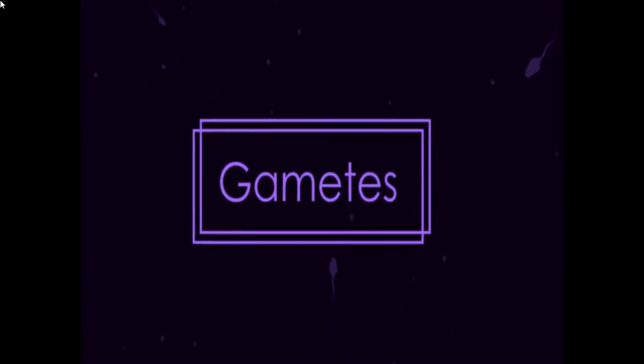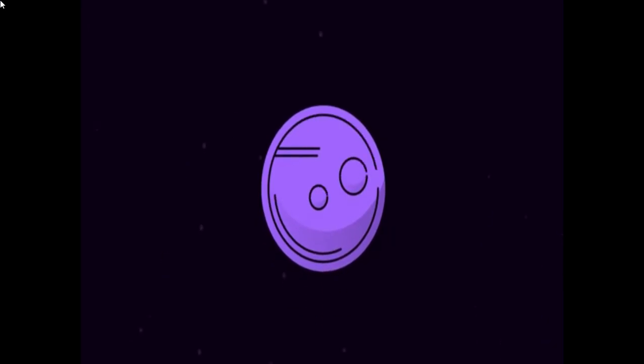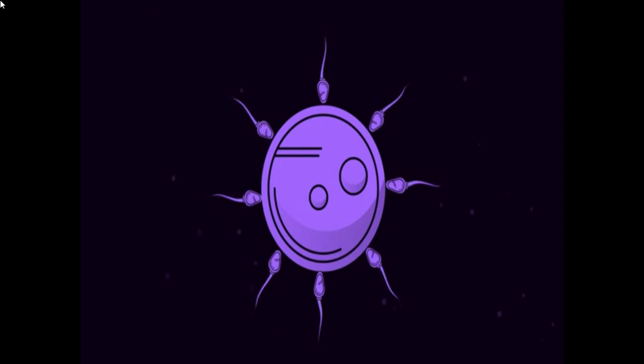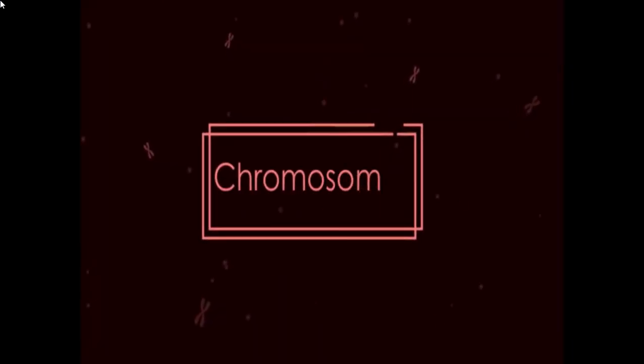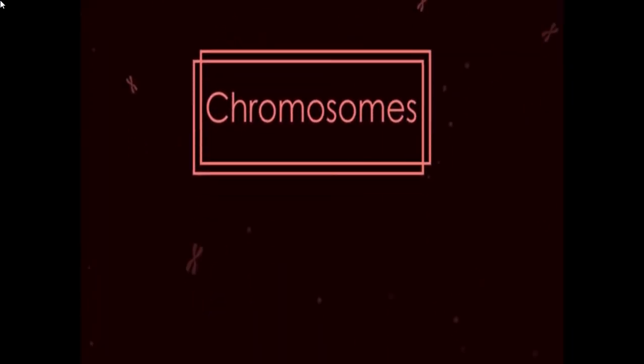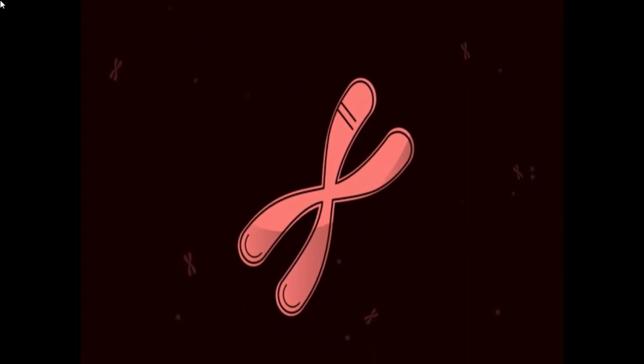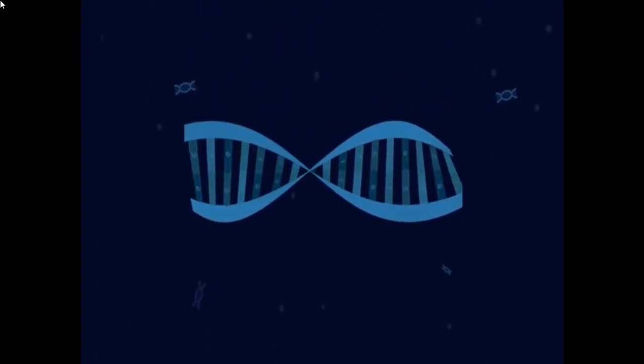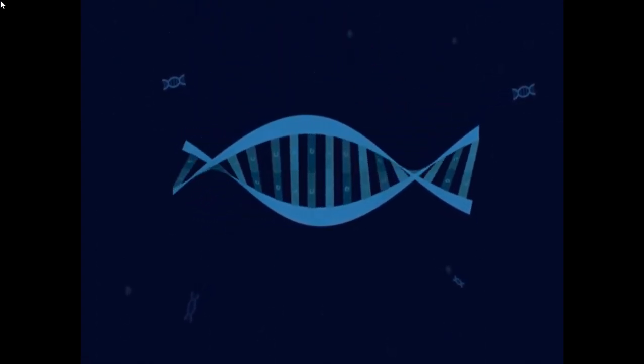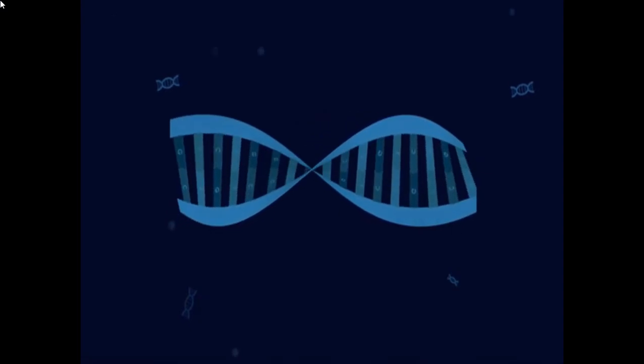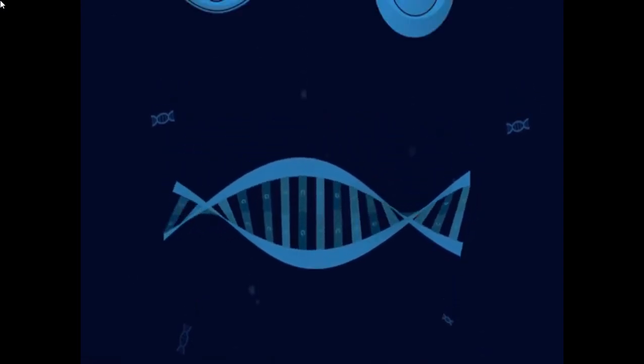Gametes are reproductive cells, or sex cells. Female gametes are the ova or egg cells, and the male gametes are the sperm cells. DNA is tightly coiled around proteins and is packaged into structures called chromosomes. They are found in the nucleus of cells. A gene is a unit of hereditary material. Each chromosome contains thousands of genes made up of DNA. The gene codes for a particular characteristic of the organism, such as eye color or blood group.